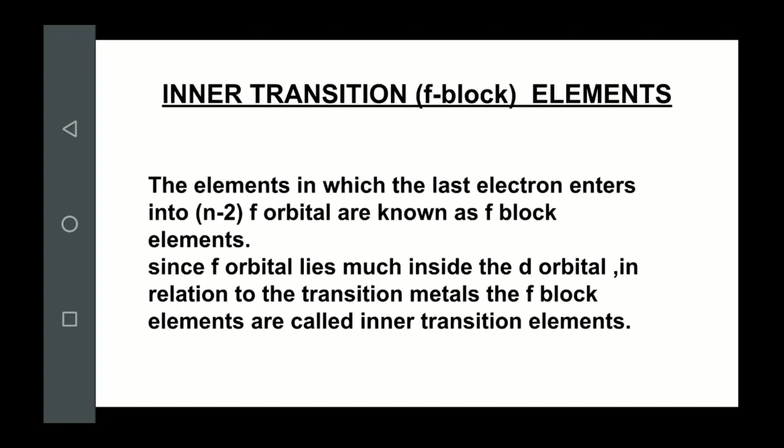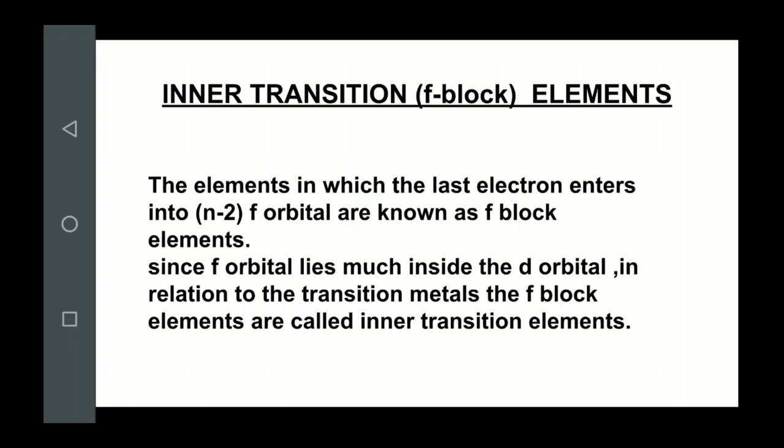Inner transition elements are the elements that belong to the f block in the periodic table. And what are f block elements? The elements in which the last electron enters into the n-2 f orbital are known as f block elements. The point to be noticed here is that the last or differentiating electron does not enter into the outermost principal shell, but it enters into n-2, that is the pre-penultimate f orbital.